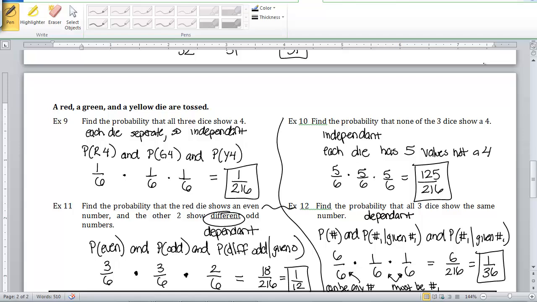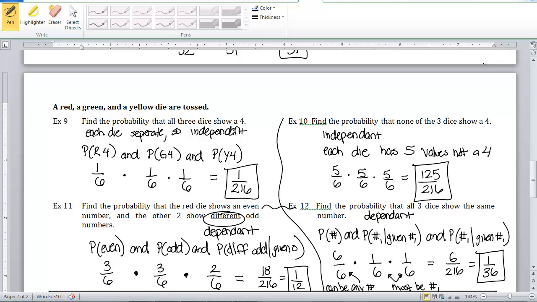So in example 10, we have an independent event because each die is going to be thrown separately. There are 5 values on a die that is not a 4. So each time we have a 5 out of 6 chance that all 3 are not going to be a 4. So multiplying that out, you get 125 out of 216.